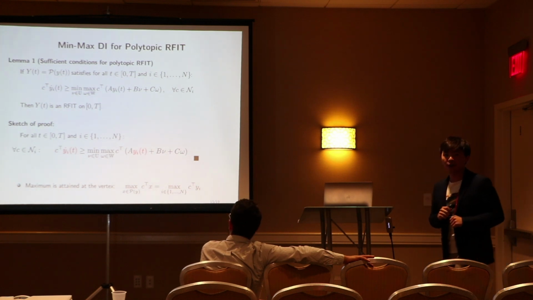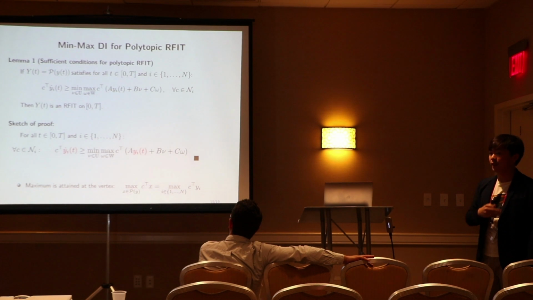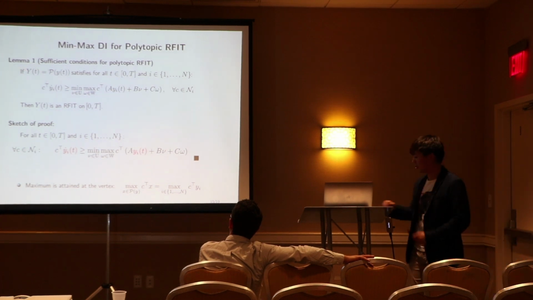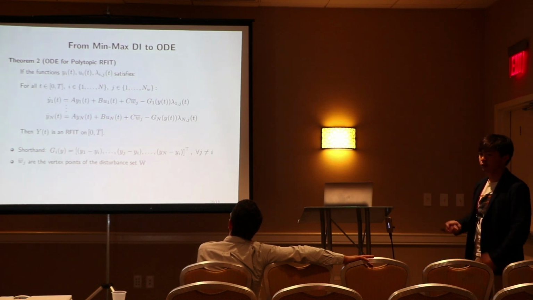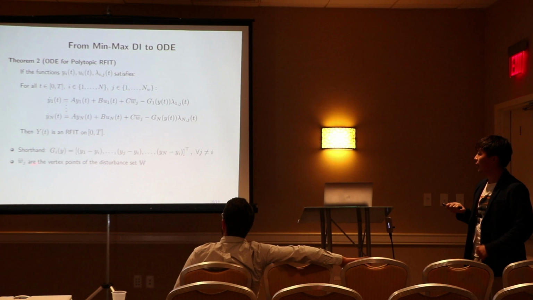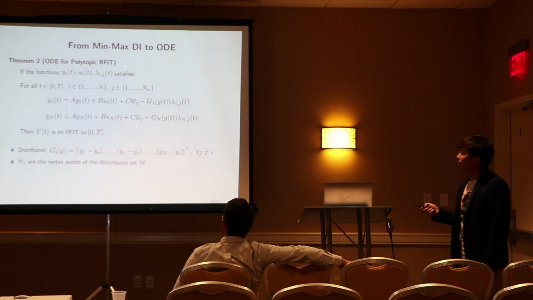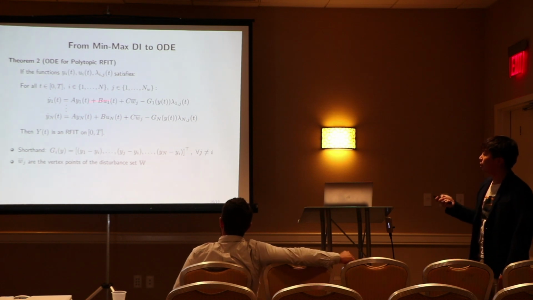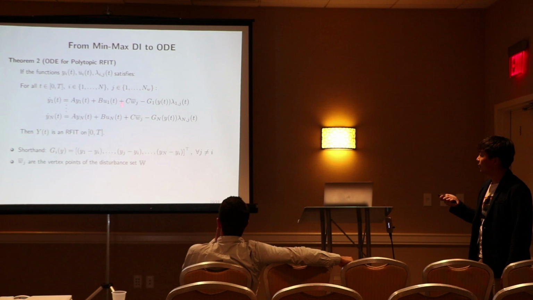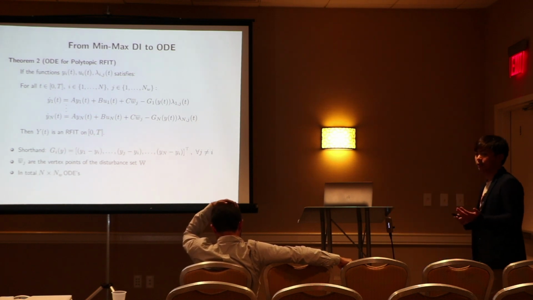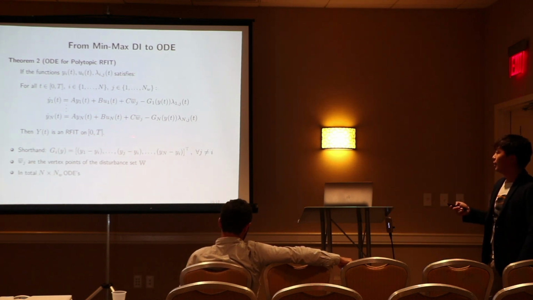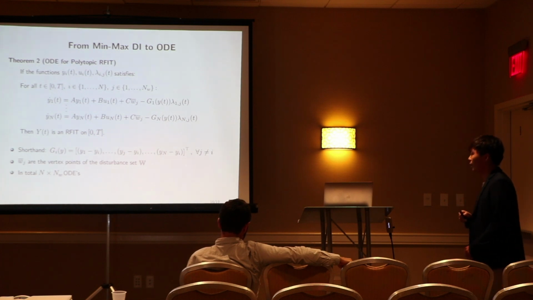So we need some additional effort to convert it into something that we can use directly in our control problem. So this naturally leads to theorem 2 in our paper, in which we further reduce the condition to construct the RFIT to a set of ordinary differential equations. And you can take a closer look at each individual ODE, in which we are enumerating those vertex points of the disturbance sets as well. So in this way, we have n times n_w ODEs that have to be satisfied in order for our y(t) to be an RFIT.